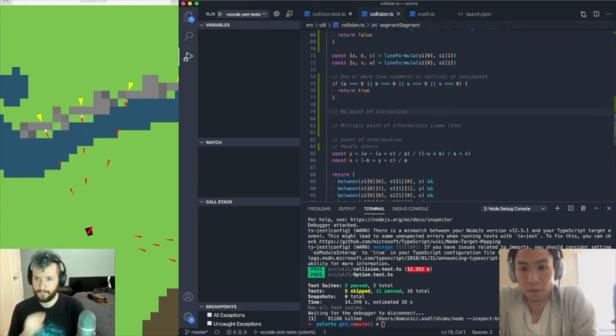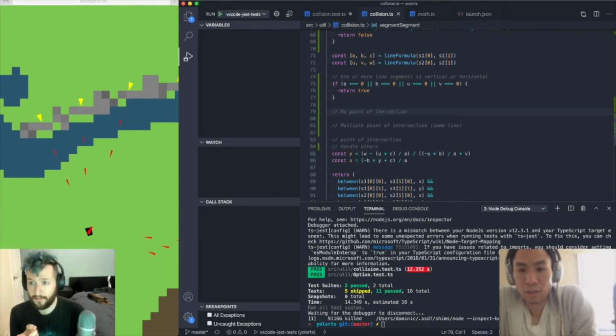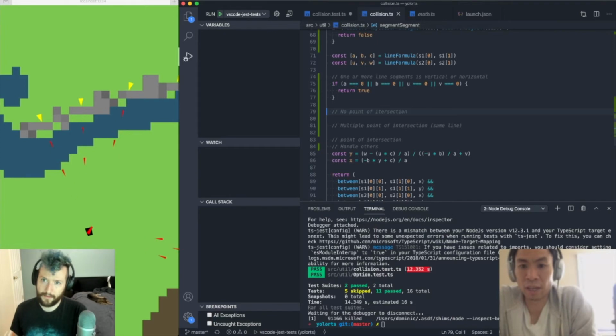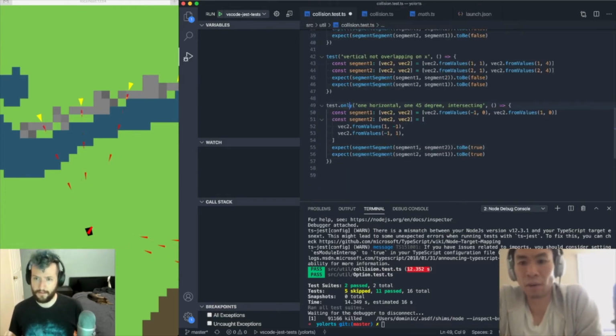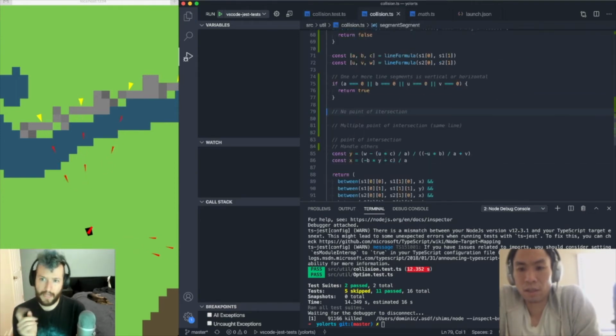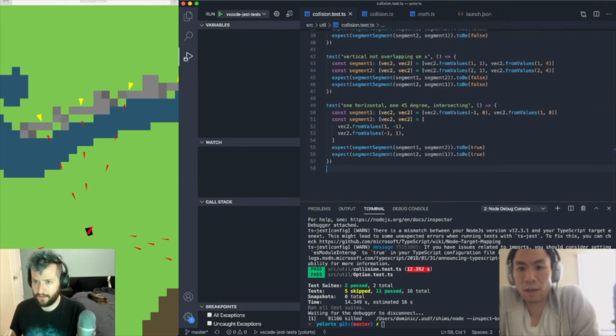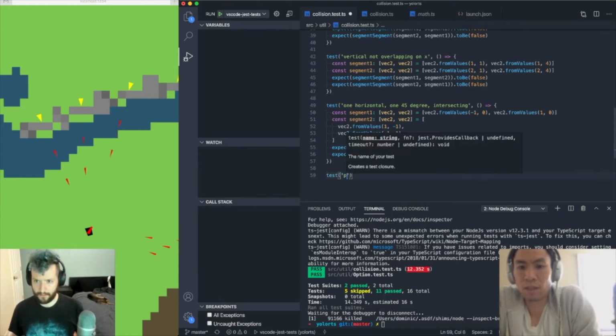Cool. Okay, so no point of intersection. That means that somehow we cannot calculate x and y. That expression for x and y will fail somehow. So I think the only way this is ever going to be true is for truly parallel lines, correct? Yes, that's correct. Parallel 45-degree lines.